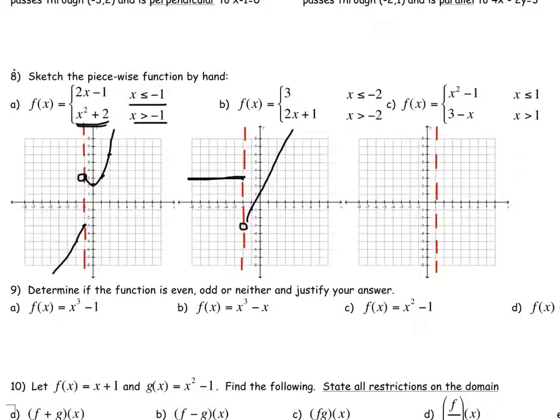Was that easy? I think so. Letter C, dividing line x equal to 1. So again, x equal to 1 in red. Anything less than 1 is going to be the quadratic equation x squared minus 1. So x squared minus 1 means that everything is moved down by 1 unit. So 0, -1. Right 1, up 1.